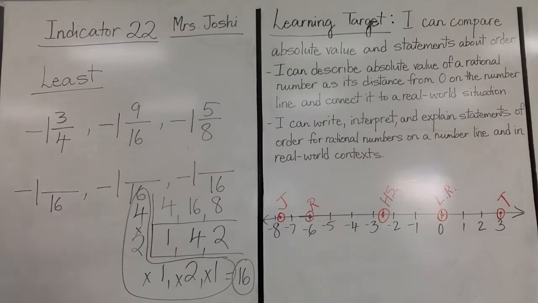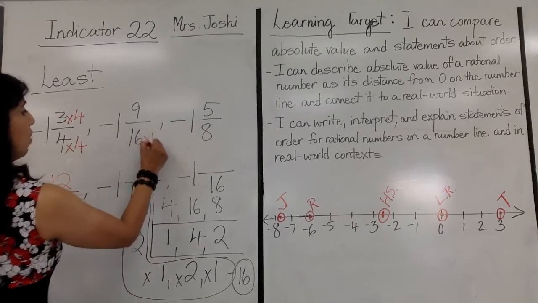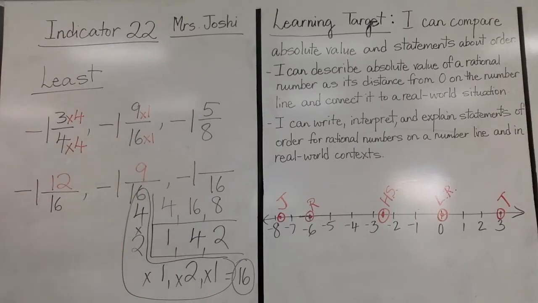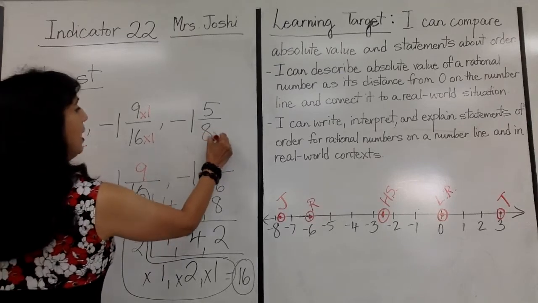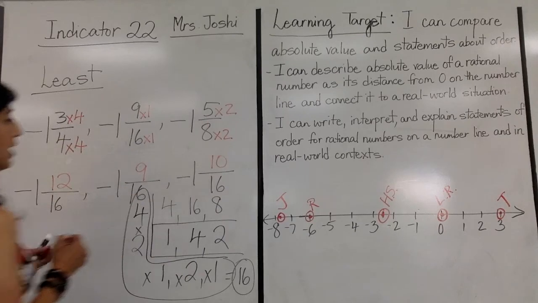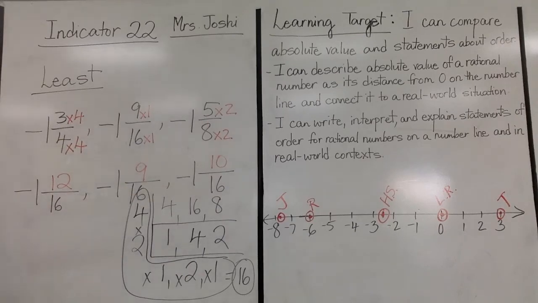Now, once I have this, make sure that you look at the number on the top. 4 times what gives me 16? 4 times 4. Whatever I do to the denominator, I do the same thing to the numerator, and I get 3 times 4, which is 12. 16 times 1 gave me 16, so 9 times 1 gives me 9. Okay, and then I have 8 times 2 gives me 16, so 5 times 2 is going to give me 10. All right, now I have the same denominators.